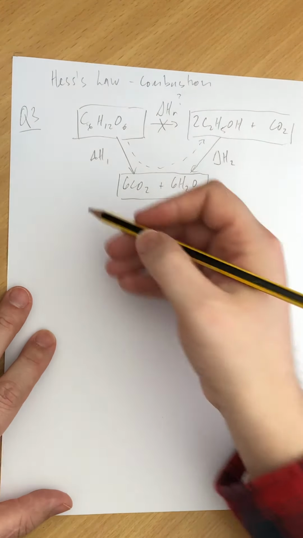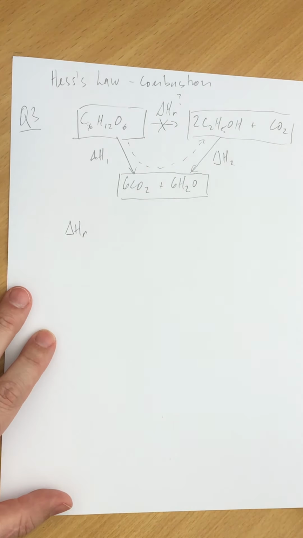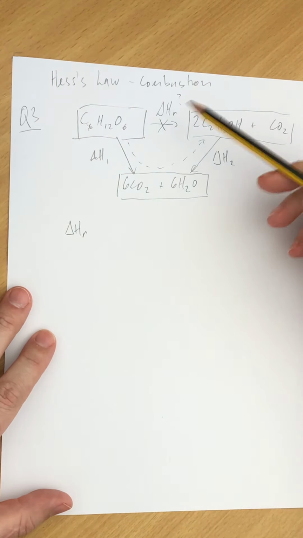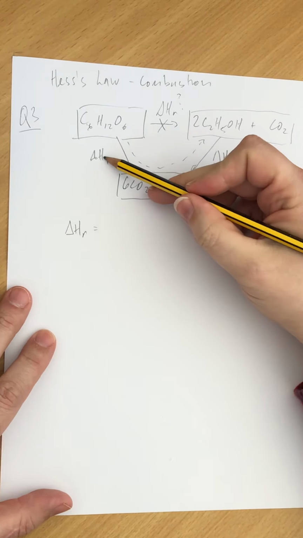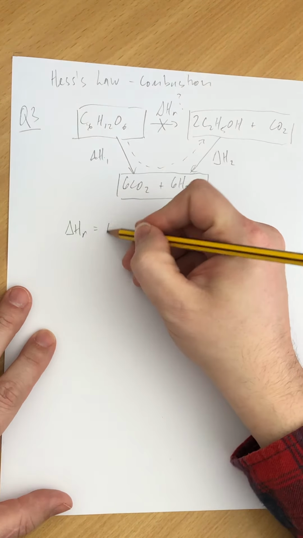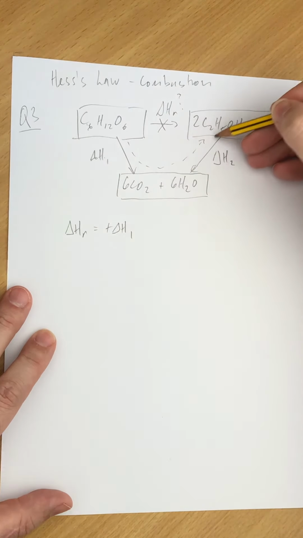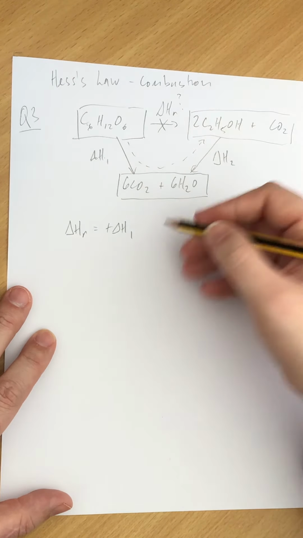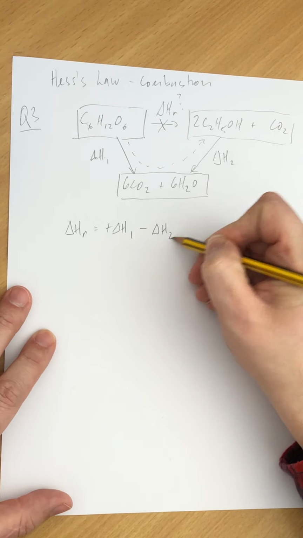So what we do is we construct an equation like this one, where delta HR is equal to the enthalpy change for reaction 1. Now we're going with the arrow, so it's going to be plus delta H1, and then we continue the arrow around, the route round, and then we go against the arrow, so we do negative delta H2.